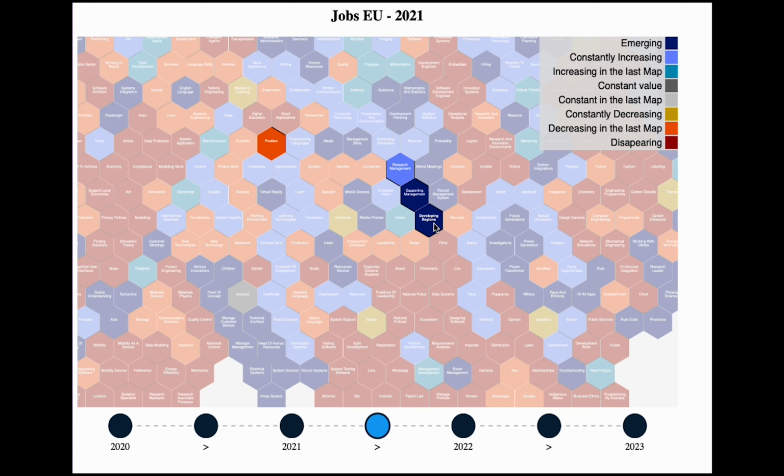On the top right corner, you will find a legend which tells you how to read the colors on the map. The colors indicate the development of the concept during the described years.